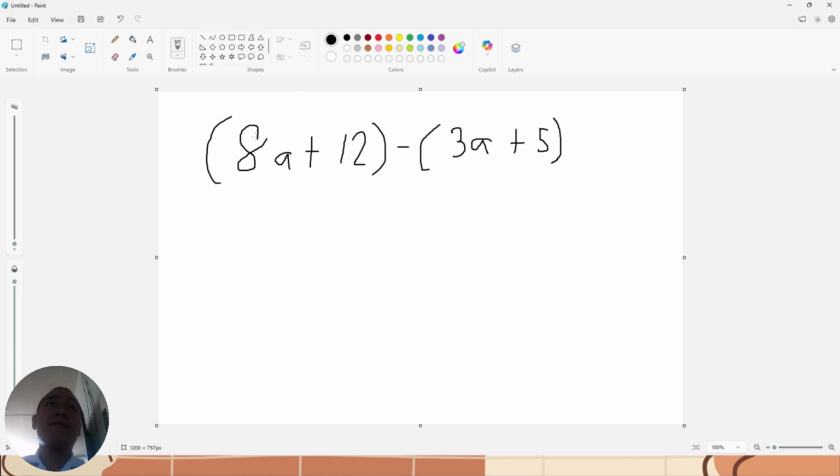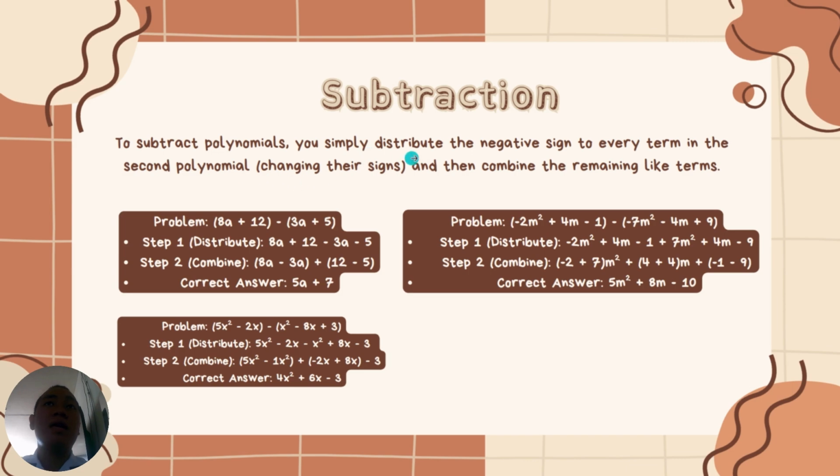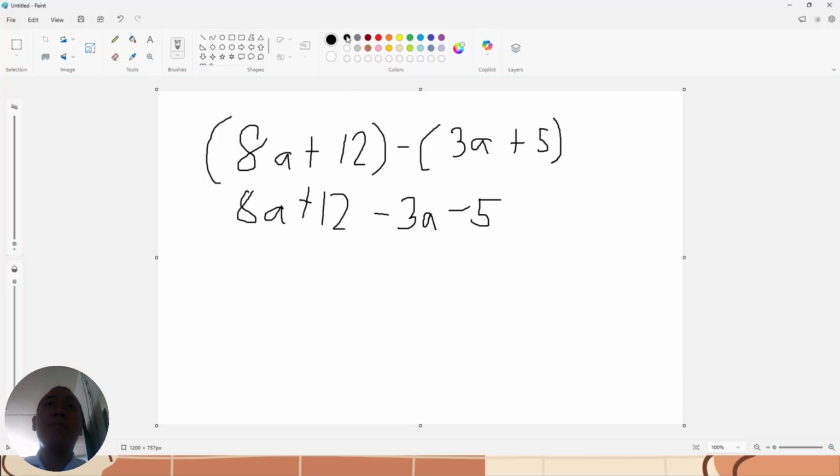Since we have a positive 3a, it will turn into negative 3a. And we also have a positive 5, it will turn into a negative 5. Now, it says that you then combine the remaining like terms. So you combine the like terms by grouping them up like this.